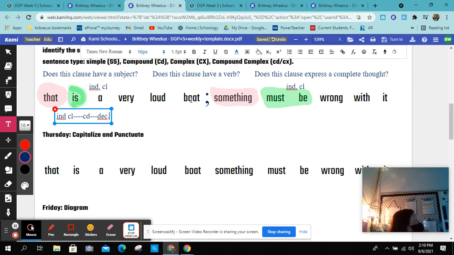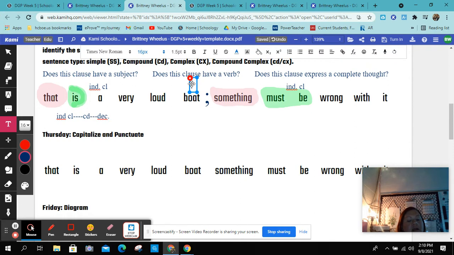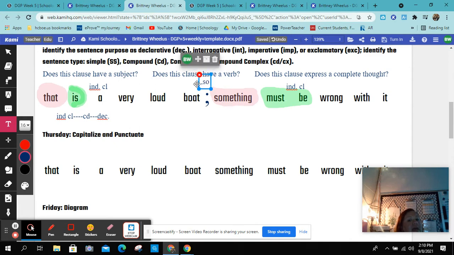This semicolon right here, there is another way that I can correctly write and punctuate a compound sentence. Can anybody in here tell me what I would need to do to make that happen? Chandler. Comma conjunction. Good. A comma and a conjunction. So what I'm going to do right here is write comma so. For this particular sentence, comma so or comma but would work best. Now, I only have to do one or the other. I don't have to do both.